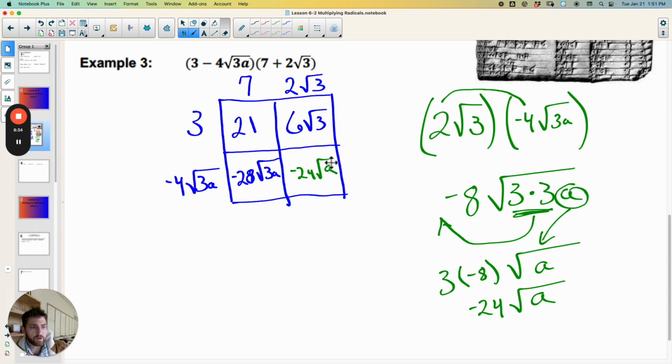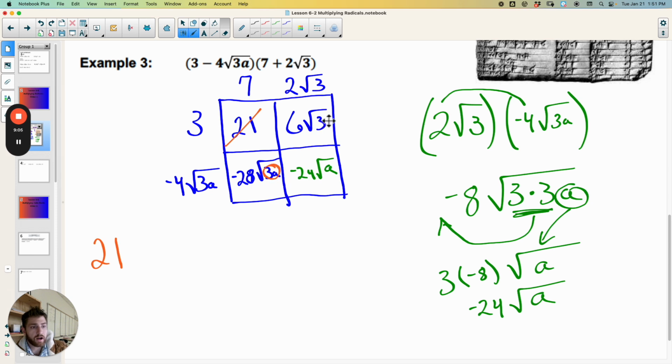You're looking for combining like terms if you need to. This problem does not have any terms that you can combine. So look at the 21. There's no radical with the 21, okay? These numbers have radicals with them, so there's no like term with the 21. So I'm going to write down 21. We're done with that one. 6 on the root of 3. This is negative 28 on the root of 3a.